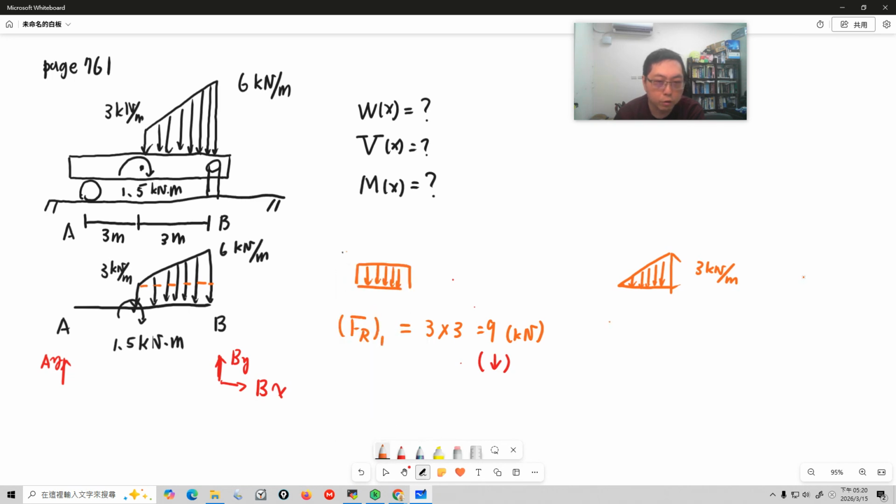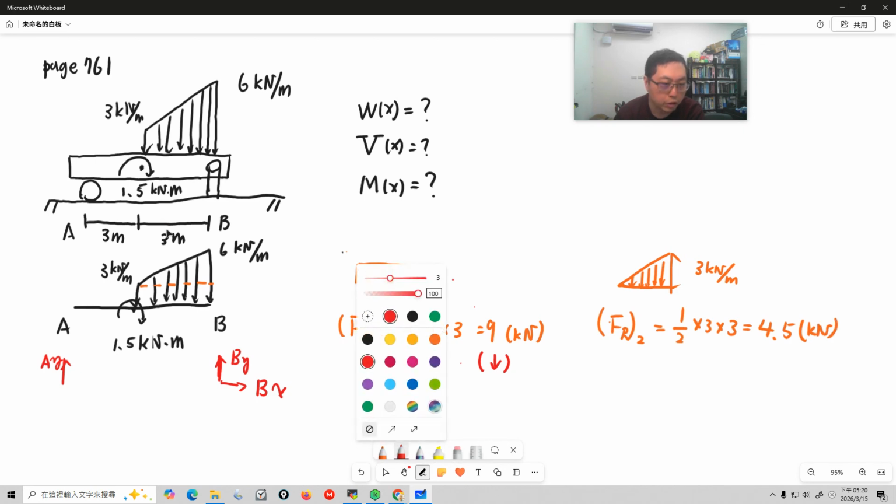What's the resultant force for this right triangle distributed load? Don't forget the length is 3, which the problem already gives you. So it's 1/2 times 3 times 3, which is 4.5 kilonewton. And don't forget its direction: it is also pointing down.